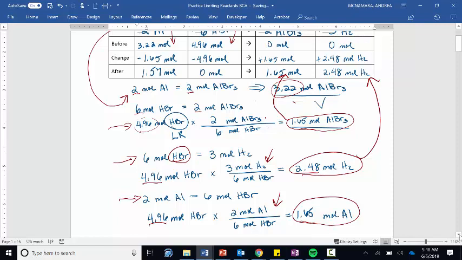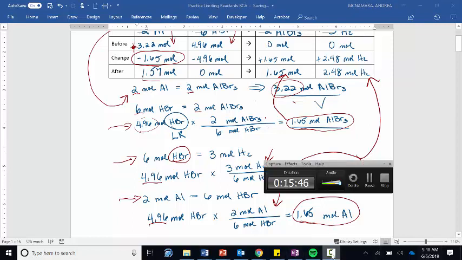So here is where that comes into play, right? I've used up 1.65 moles of aluminum. I just did the math here: 3.2 minus 1.65 leaves me with 1.57 moles of aluminum left. Okay, so I filled in my table completely. I know exactly how much of the products I'm going to form, and I know how much of the reactants I have used up. And this problem is done.